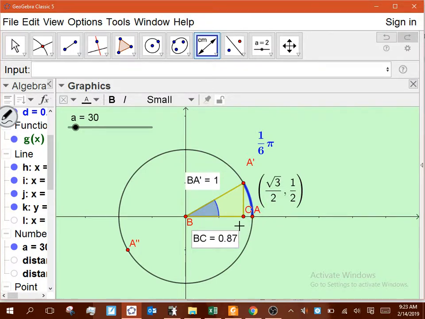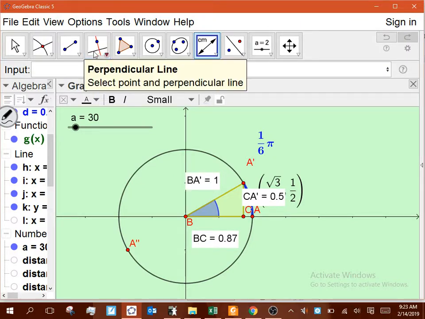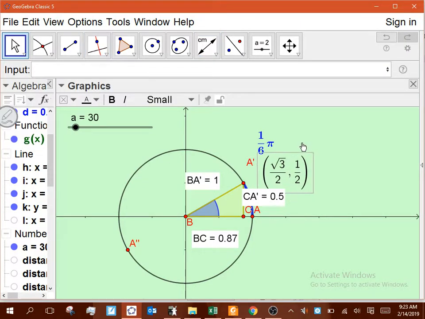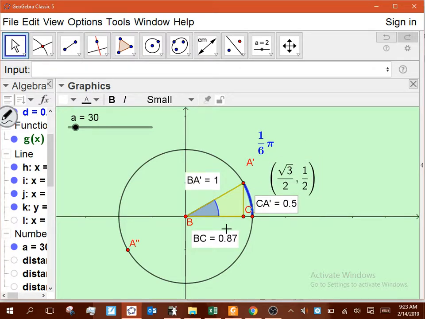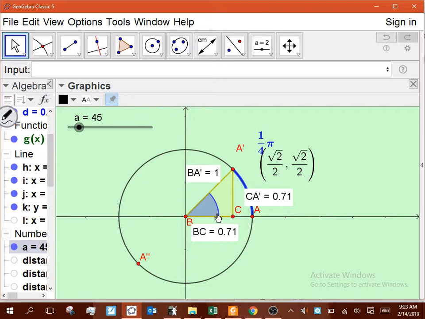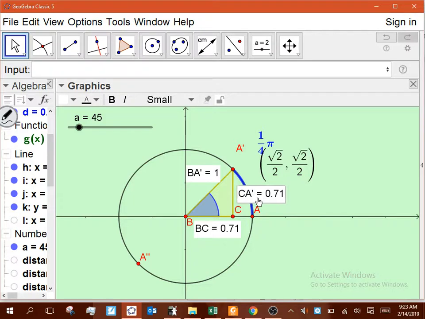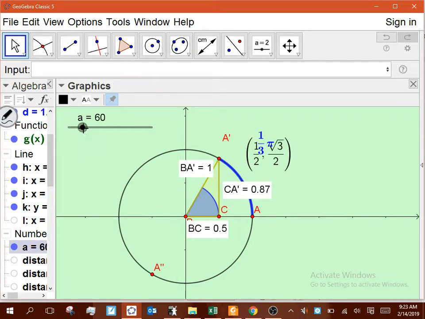Now, I rounded to 2 decimal places. And C to A prime's length is 0.5, right? So that's where that ordered pair comes from, using that 30, 60, 90 triangle and the ratios that exist in the 30, 60, 90 triangle. When I change it to a 45, 45, 90 triangle, this x distance is radical 2 over 2, this y distance is radical 2 over 2, and that's how we get that point A prime, right? There's your 30, 60, 90 triangle again. It just flip-flops the 1/2 and the radical 3 over 2.